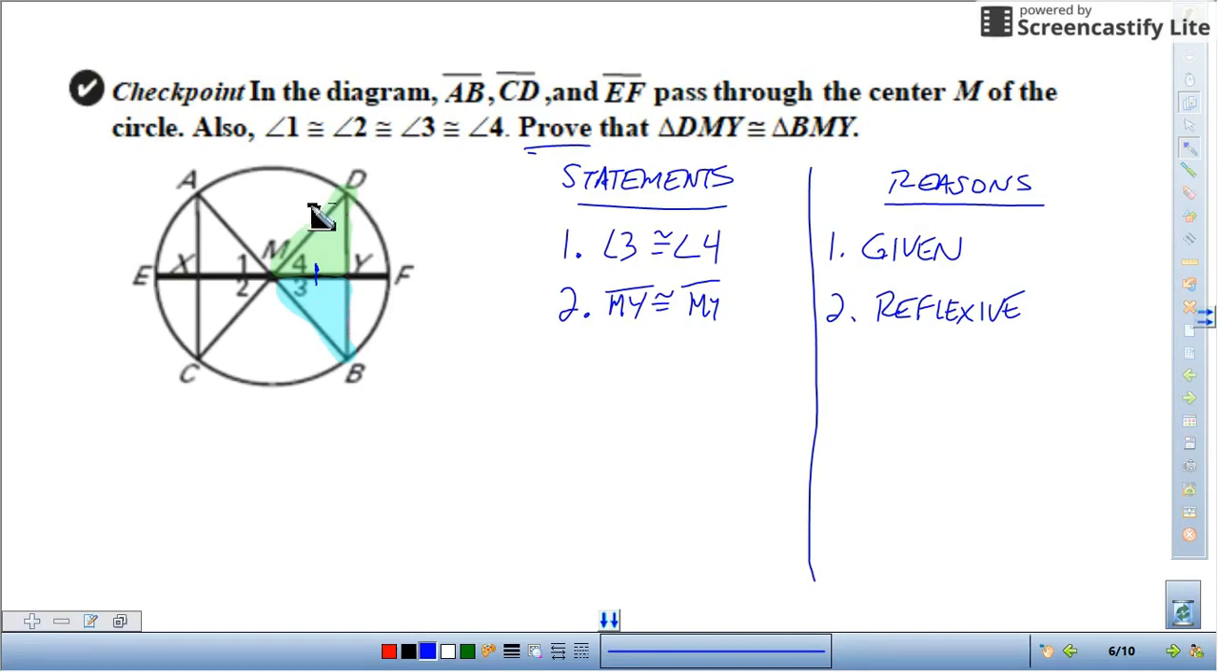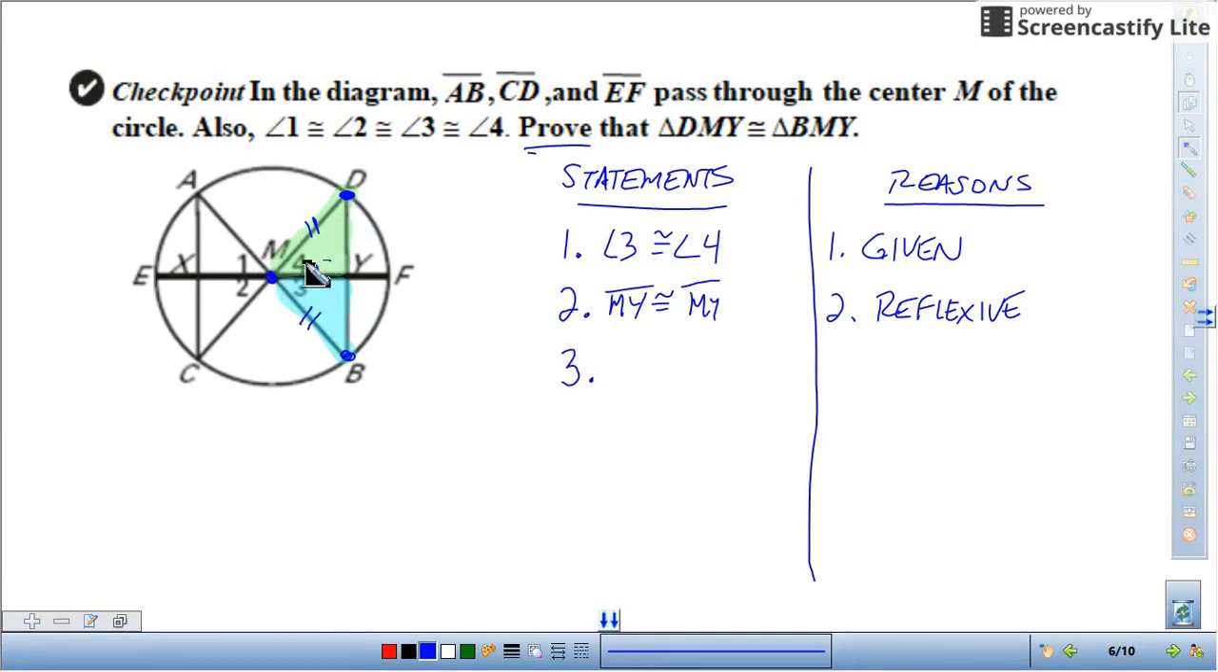So if we know that these segments are all passing through the center of the circle, if you go back to your definition of a circle, and think about what it meant for something to be the center of the circle, we know that if M is the center of our circle, all points along the circumference of that circle are going to be equidistant from point M. So knowing that M is the center, and D is a point on the circumference of our circle, and B is a point on the circumference, those 2 segments are going to have to be congruent to each other, again because they are the same distance away from that center.